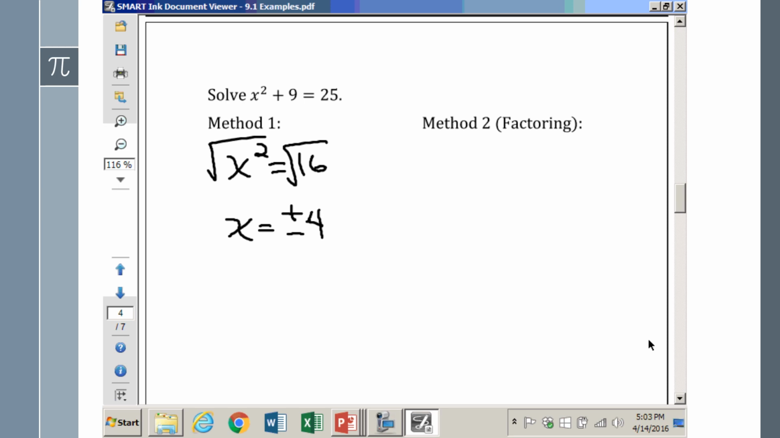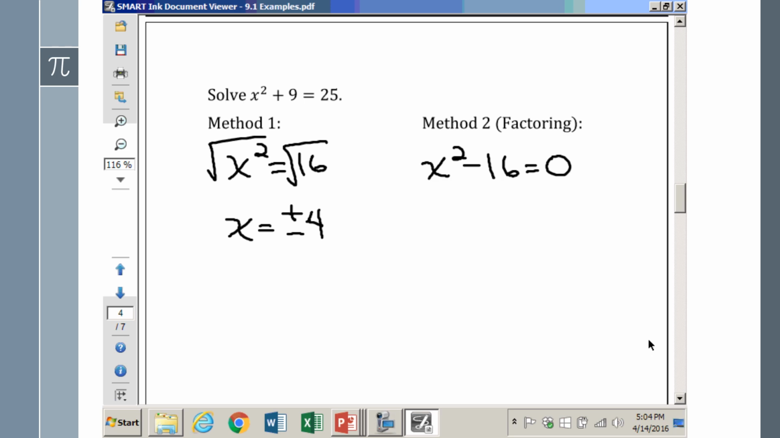The second methodology we could use is our factoring method, where we get everything to the left side of our equation. That's the side we're usually most comfortable with our variable on, and 0 on the right. So we're going to subtract 25 from each side of this equation and end up with x squared minus 16 equals 0.